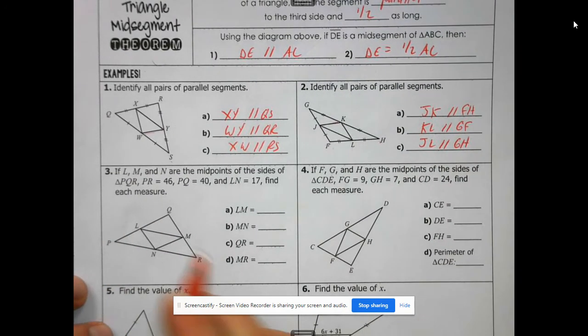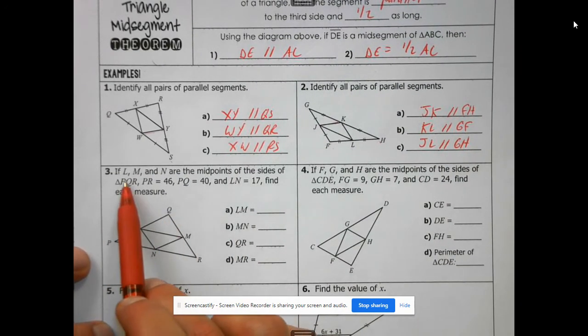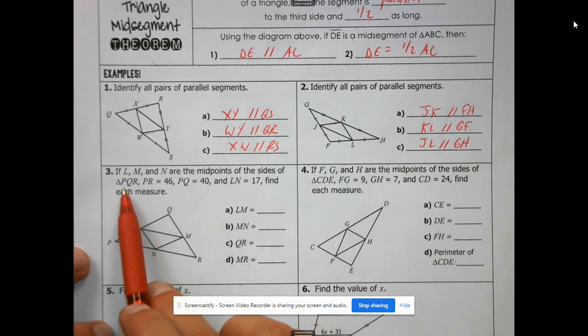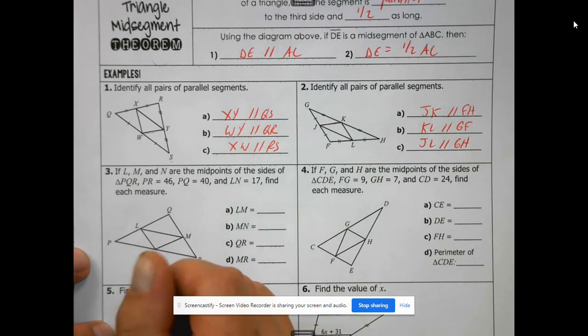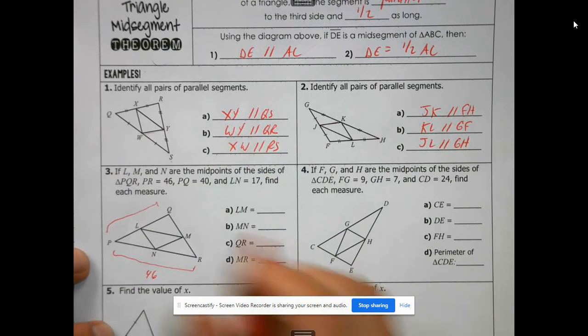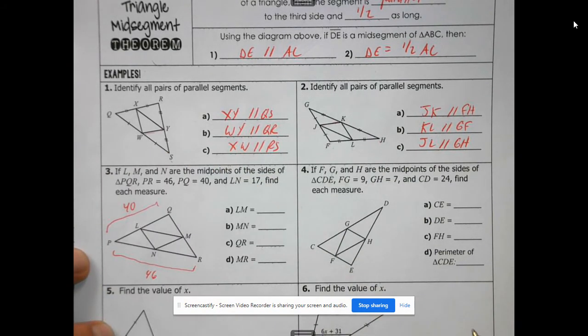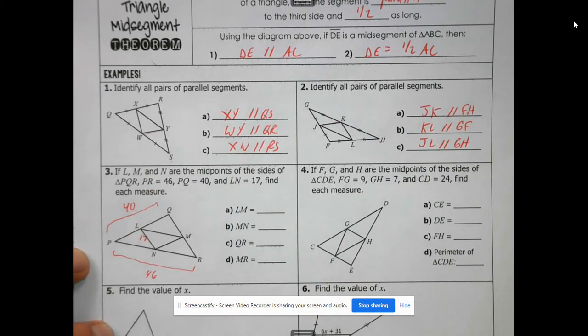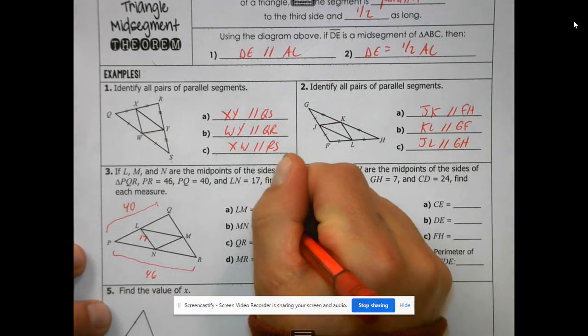Number three, we got to label some stuff and we'll figure out the measurements here. It says if L, M, and N are the midpoints of the sides of triangle PQR, P to R is 46, P to Q is 40, and L to N is 17. So this piece right here is 17. All right, first up, LM. So LM is the midsegment right here. Remember, that is half as long as the base. So the base is 46. Half of that would be 23.